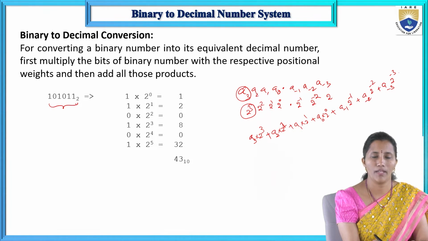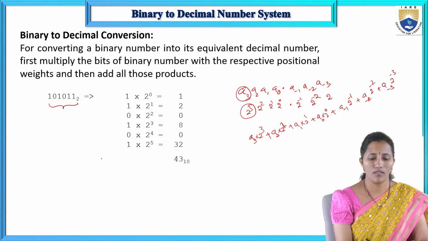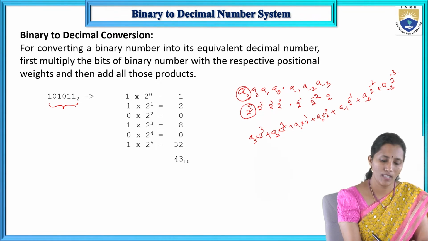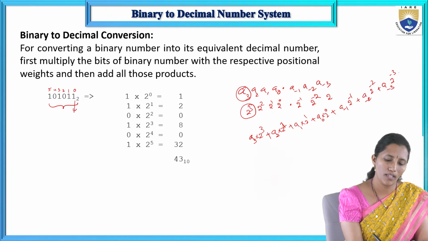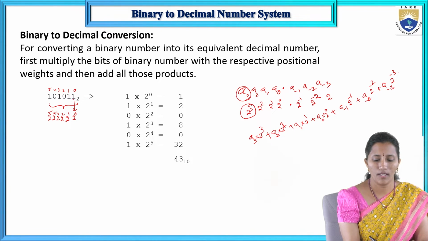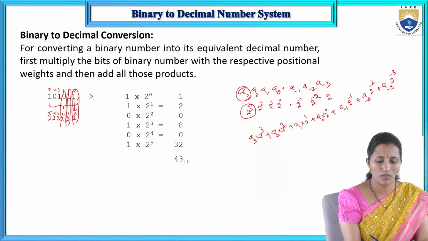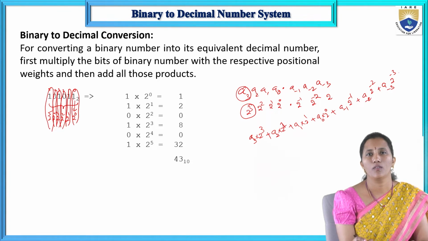Suppose for example we are taking 101011. It has only an integer part. So first write down the positions 0, 1, 2, 3, 4, 5. Then the weight of each individual position: 2 power 0, 2 power 1, 2 power 2, 2 power 3, 2 power 4, 2 power 5. So 1 into 2 power 0, 1 into 2 power 1, 0 into 2 power 2, 1 into 2 power 3, 0 into 2 power 4 and 1 into 2 power 5.